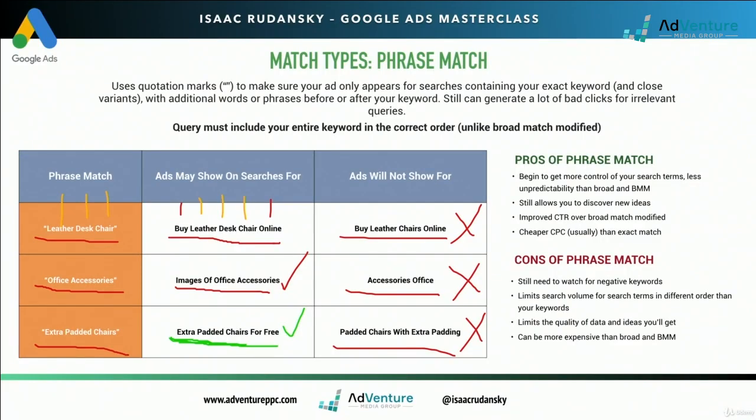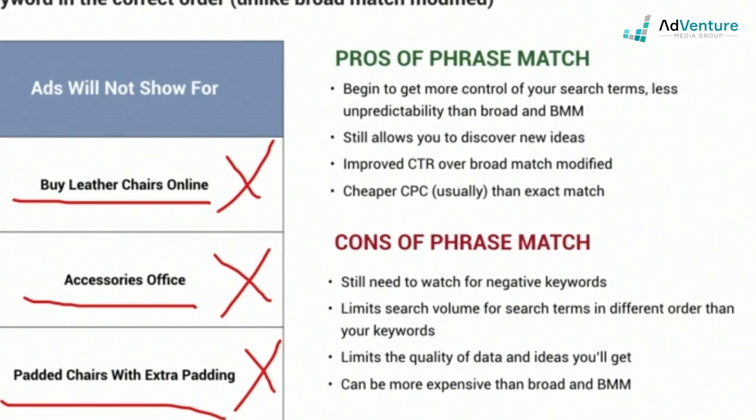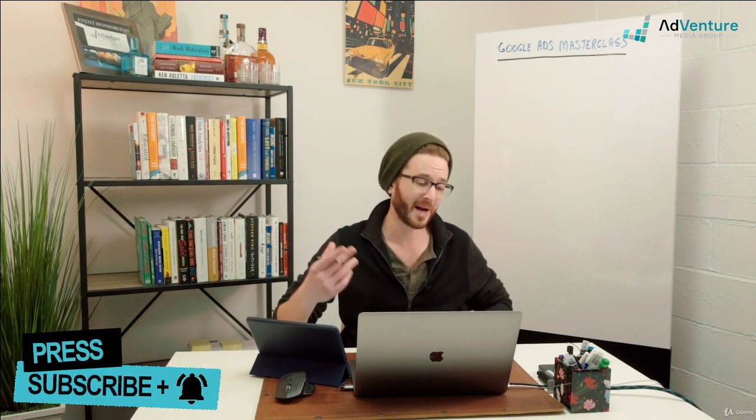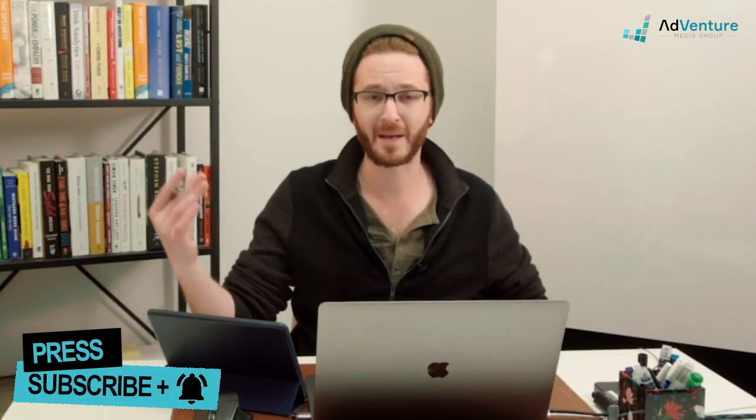Some of the downsides, or some of the things to look out for with phrase match: you still need to be aware of negative keywords. It limits search volume for search terms in a different order than your keywords. Oftentimes the order doesn't matter, and sometimes people are too aggressive with phrase match, which is why it's not my favorite keyword match type. I use phrase match the least. I'm usually using broad match modified and exact match.